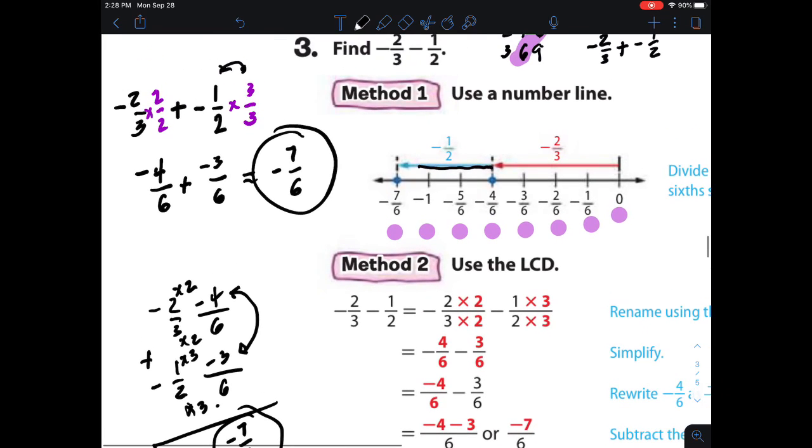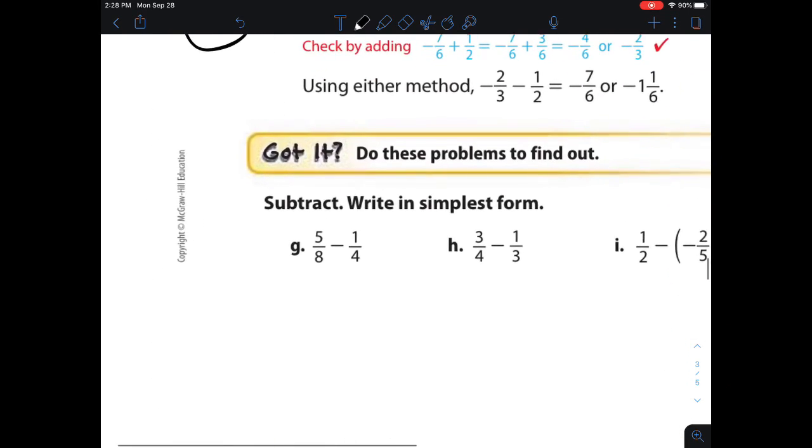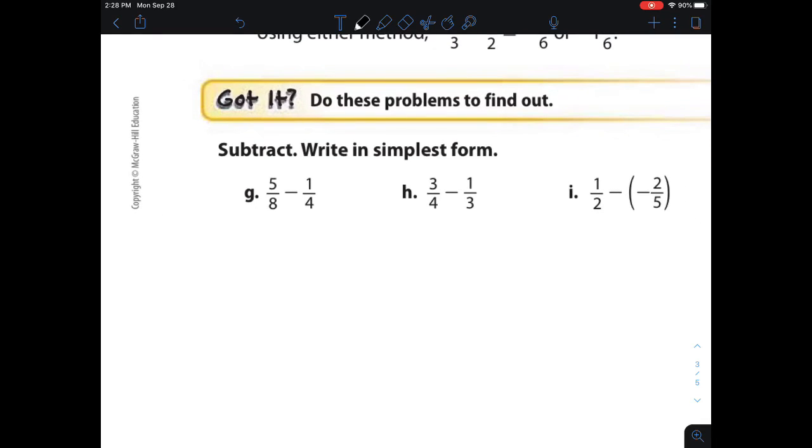So if you notice, we actually did 3 methods: the number line method, the LCD method, and the shortcut method that I just showed you. Okay? So let's do one of these "got it" problems, and I'll let you do the other 2. So let's do letter G. So in letter G, you have 5/8 minus 1/4. And if you notice, I'm writing this down vertically because it's easier to solve this when it's all vertical. So I want to find the LCD of 4 and 8.